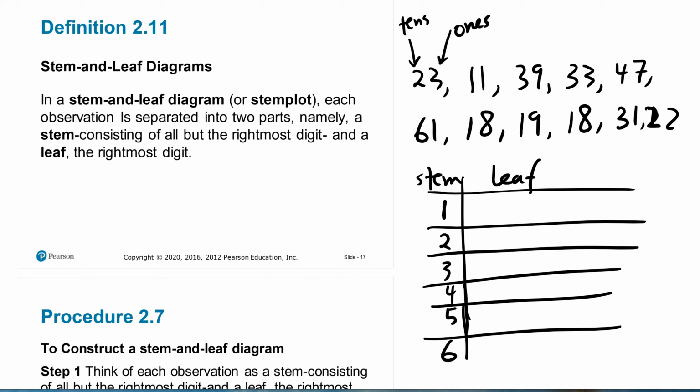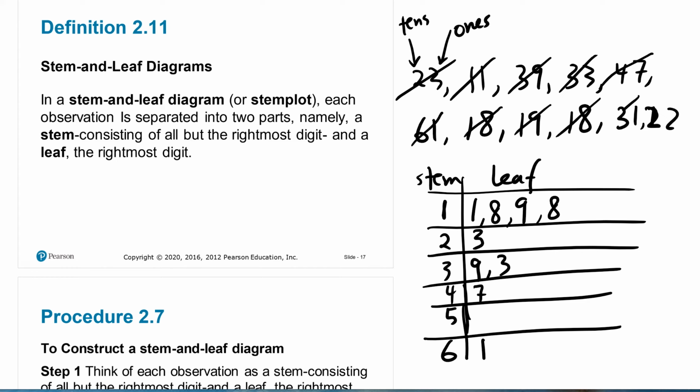So 23, how do you present it? 23, like that. 11, 1, 1. 39, 33, so there's a comma here. We put a comma, so now this reads 39, 33, 47, 61, 18, 19, 18, 31, 22, right? Nothing in the 50s, but we still included it. Now, what about if it's a 3-digit number?